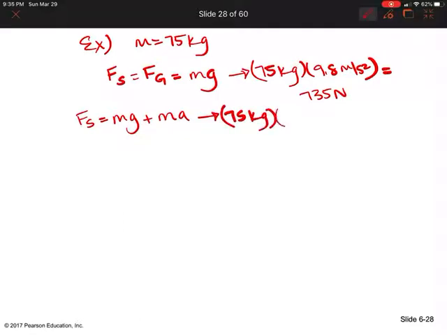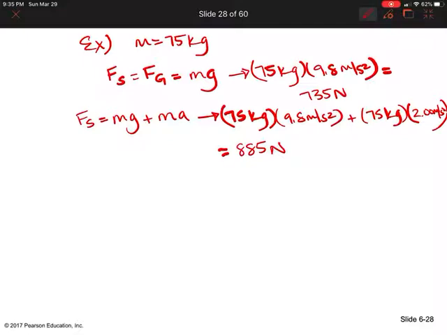I should have written it on below. It's okay. Times 9.8 meters per second squared plus your 75 kilograms times the acceleration, which it didn't actually give an acceleration. I'm just going to say 2 meters per second squared. Okay, so if you do that math, you should get 885 newtons.